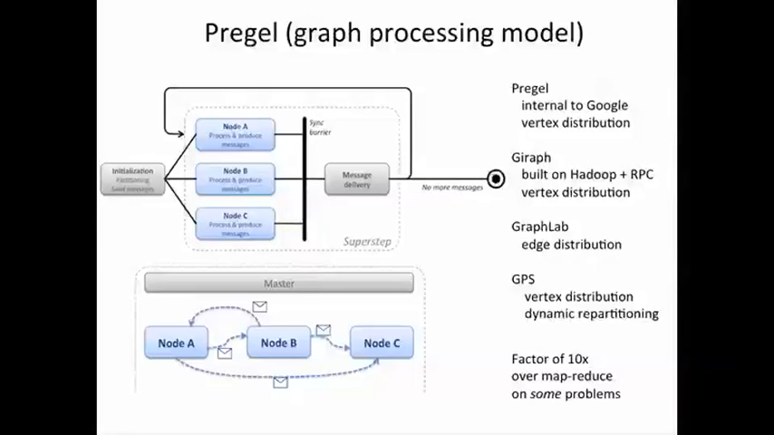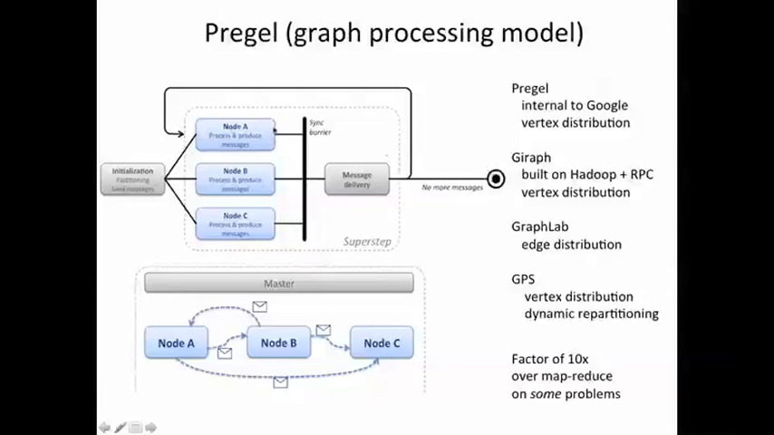So here's the Pregel model. It's an internal project which is used within Google. It distributes vertices to processors or nodes in this diagram. Initialization: you partition the vertices across the processors, and then vertices read edges, and then edges are given to the appropriate vertex.